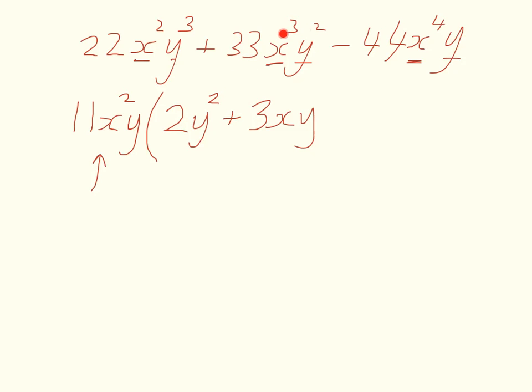So I've got one more term left. So I'm going to take away 4, because 11 times 4 is 44. I have x squared and I want x to the 4, so I need an extra x squared. And I've got a y and I want a y, so that's fine. I am finished. I hope. So that's our factorising.